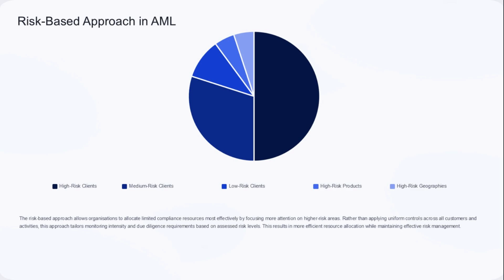The risk-based approach allows organizations to allocate compliance resources effectively by focusing more attention on higher risk areas. This method results in more efficient resource allocation while maintaining effective risk management, targeting high-risk clients, products, and geographies.